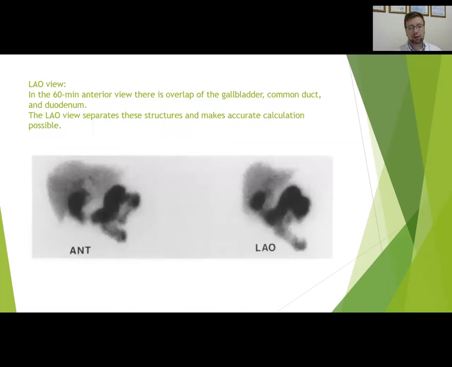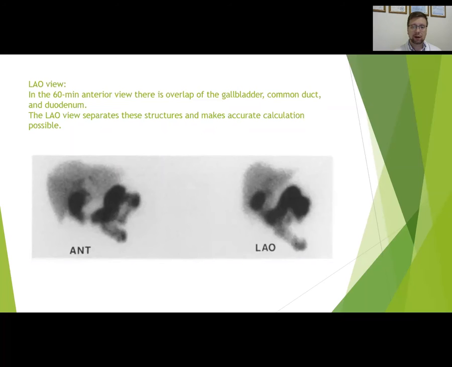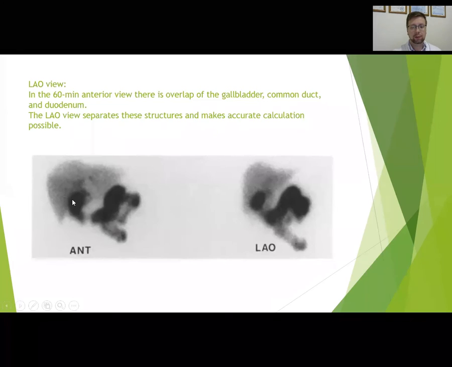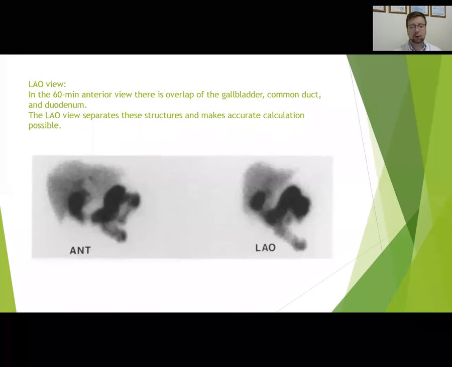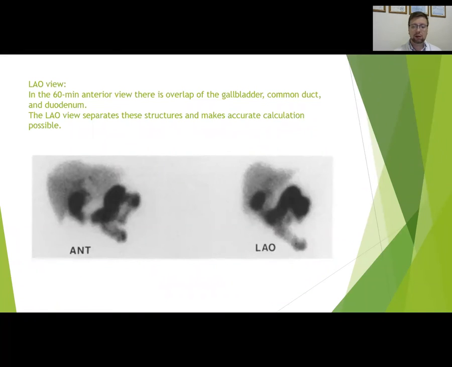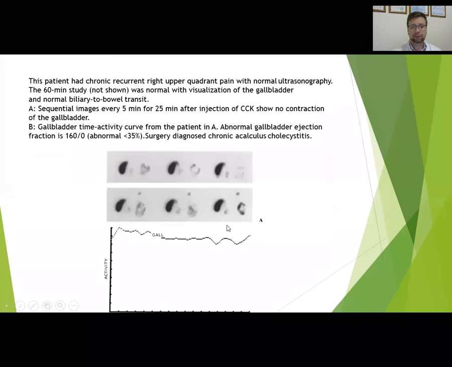Here we can see the scan of the liver, the nuclear scan. In the 60-minute anterior view, there is an overlap of the gallbladder, common duct, and duodenum. Here we can see the anterior view, and they overlap a little bit. Here, the left anterior oblique projection view separates the structures and makes accurate calculation possible. Here we can see the gallbladder, here we can see the duodenum and common duct.